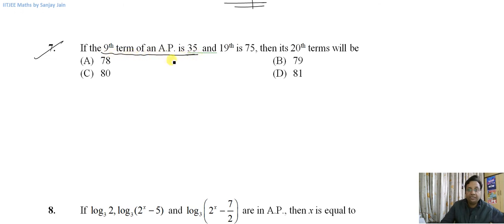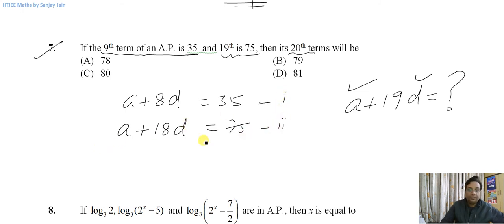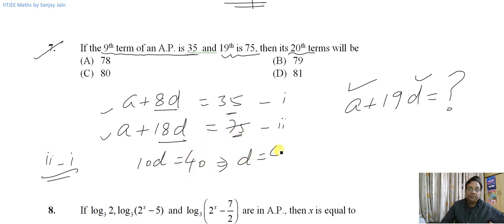Ninth term of an AP is 35, which means a plus 8d is equal to 35. The 19th is 75, so a plus 18d is 75. Then its 20th term will be a plus 19d. We need to calculate, so we need a, we need d. Now if this is 1, this is 2, then what will 2 minus 1 give me? a will get cancelled. 18d minus 8d will give me 10d. 75 minus 35 will give me 40. So d is equal to 4.